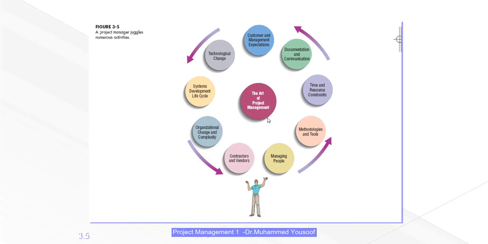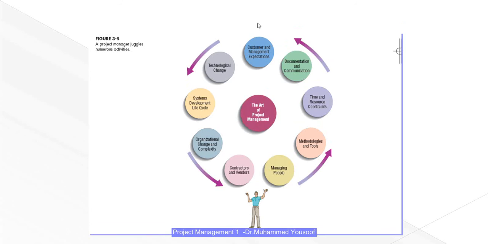I think until now it's clear. Now you can see this picture. What do you see in this picture? There is one person who is playing with the balls. It's juggling. Juggling means, sometimes we see people putting 5-6 balls and just playing around. So a project manager, who is also called a system analyst, has to juggle around these different skills or activities.